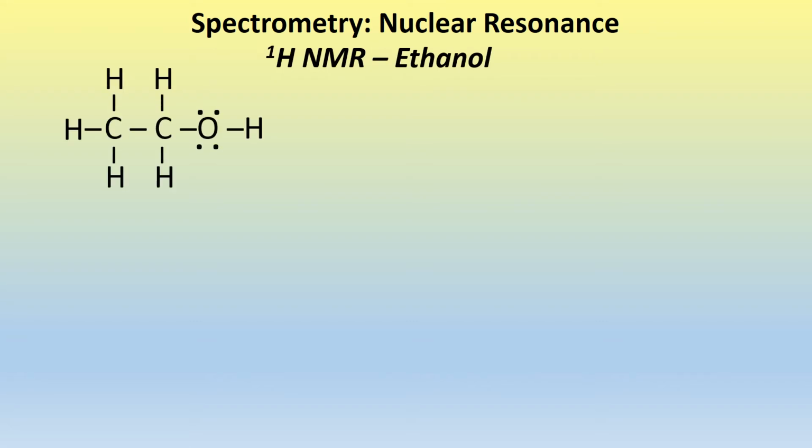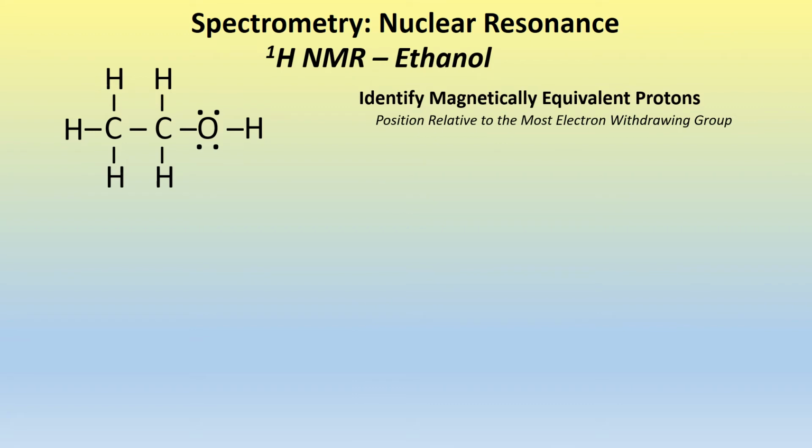The effect of shielding on an NMR can be seen by looking at the proton NMR of ethanol, C2H5OH, or as shown, a CH3, a CH2, and an OH group. First, one must identify magnetically equivalent protons. This means rank the protons relative to their position to the most electron withdrawing group, in this case the OH. You see there are 2 protons B closest to the oxygen and 3 protons A farther away.